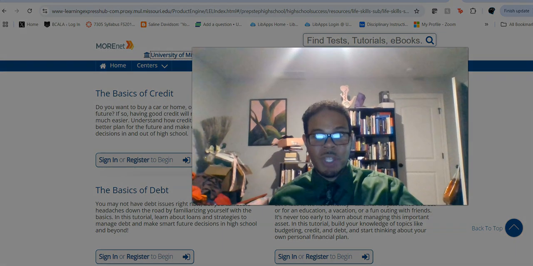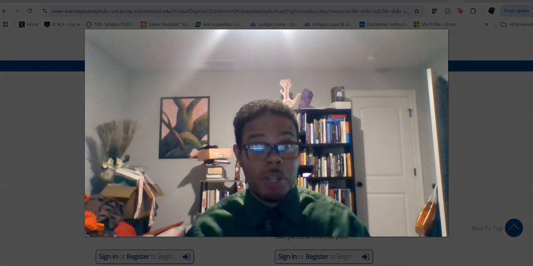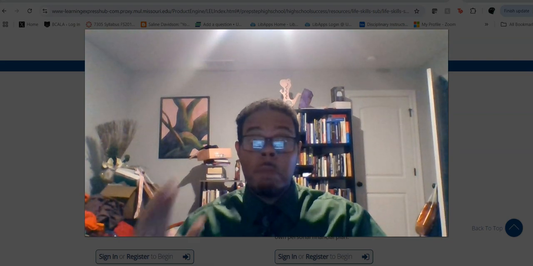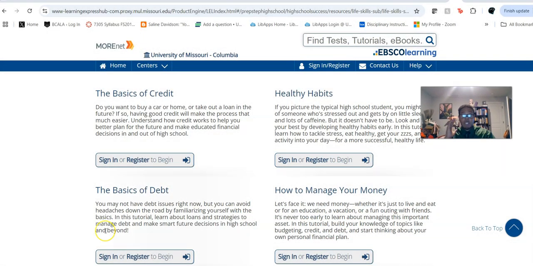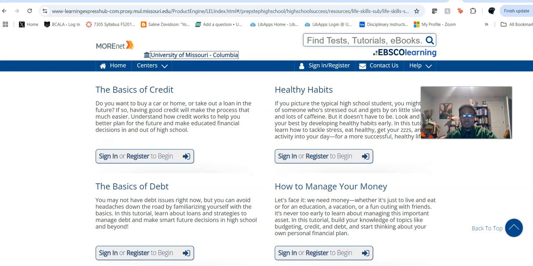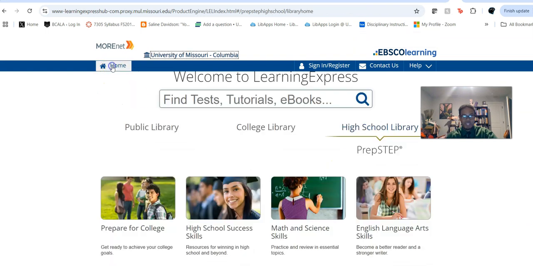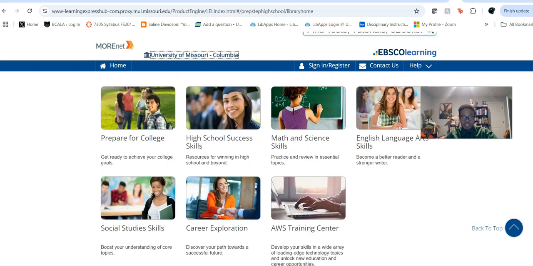They have rearranged this in a positive way. If this stuff had already been there, I didn't even know it was there. But they have reorganized this, and it's easier to find stuff. Woohoo! All right, so the basics of credit, which is great for teenagers to know how to manage money, the basics of debt, healthy habits. Oh my goodness, yes, they have really organized this and improved it that way.